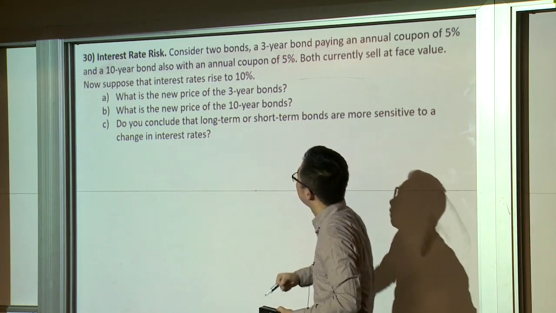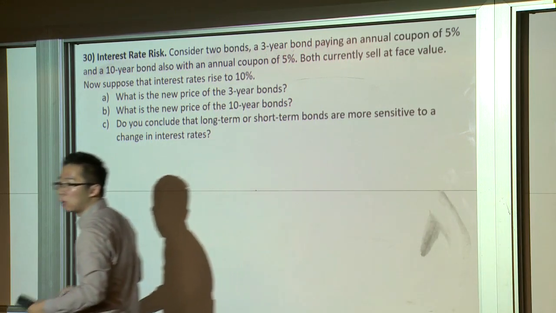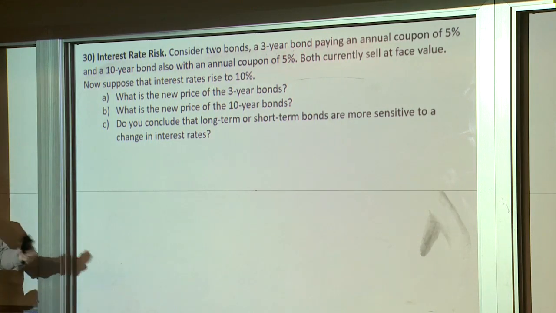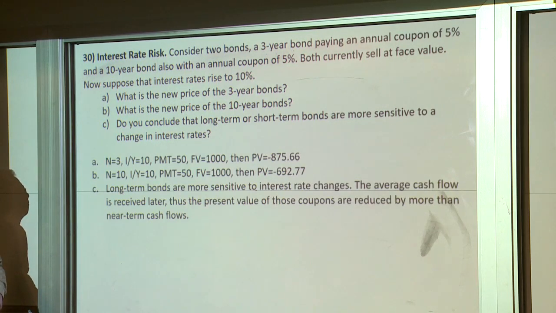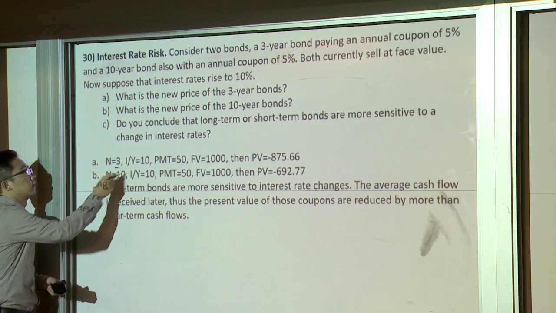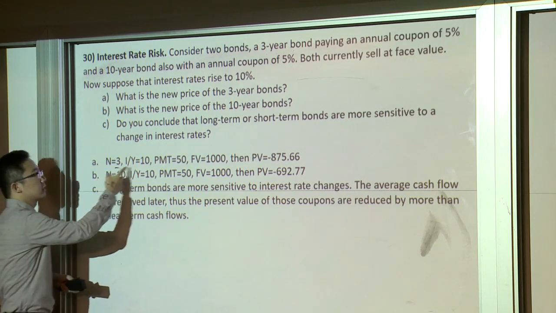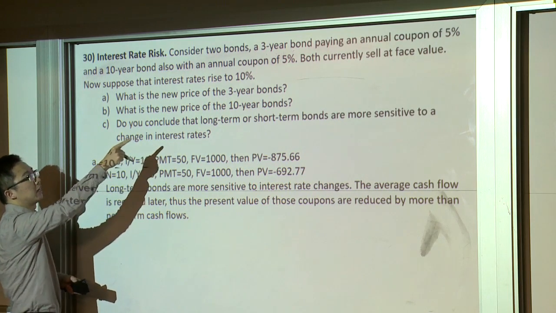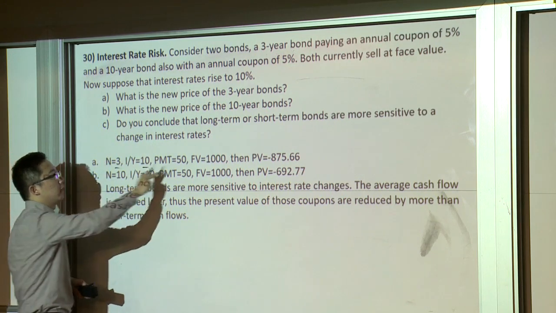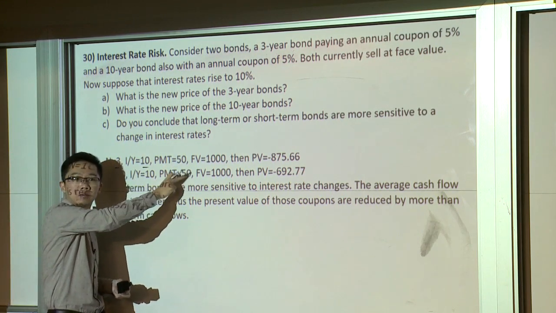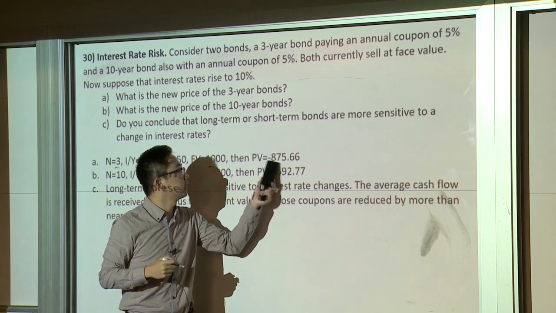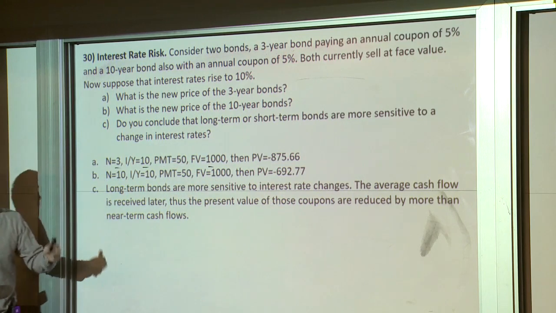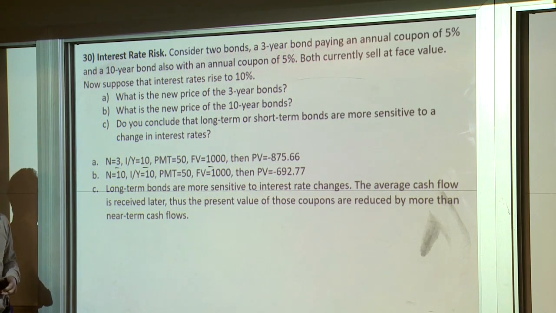Now suppose that the interest rate rises to 10%. What will be the new price for the 3-year bond? What will be the new price for the 10-year bond? And we compare the percentage changes of the price for the two bonds. For the first bond, number of years to maturity is 3, and I/Y is 10, the yield to maturity becomes 10%. PMT is the 5% coupon, 50, and the future value is 1,000. So the present value is negative 875.66.